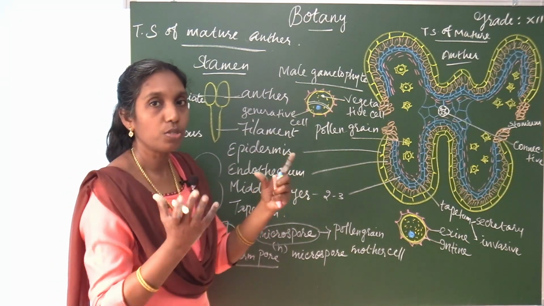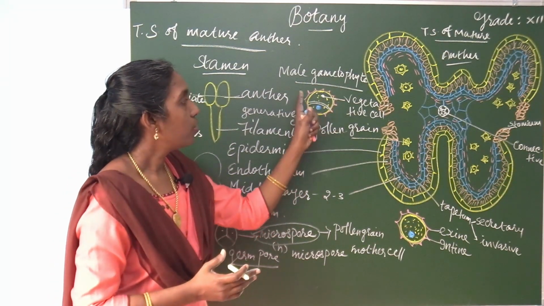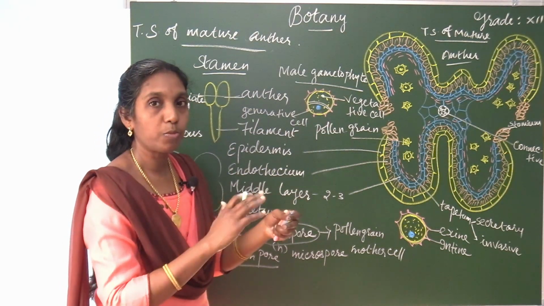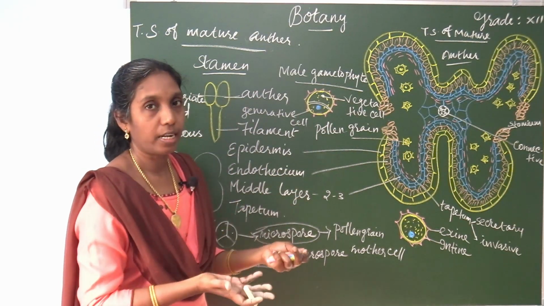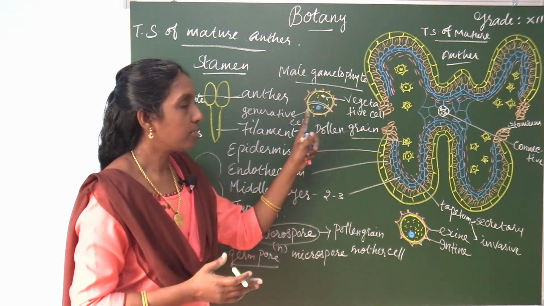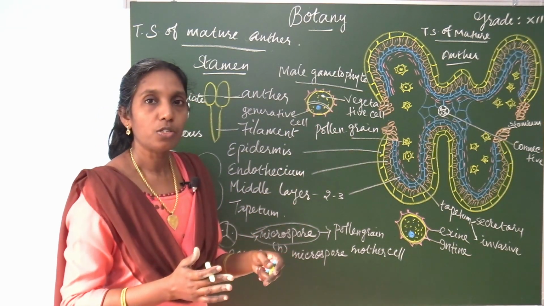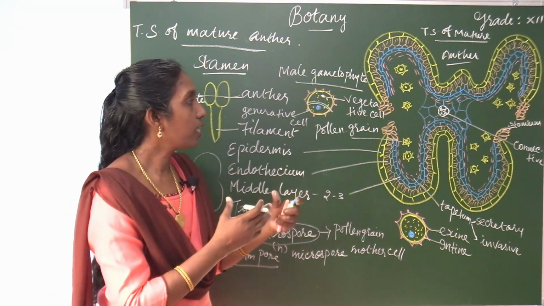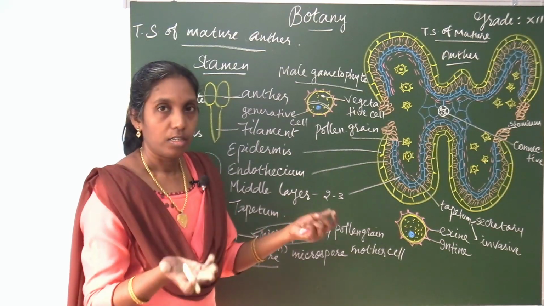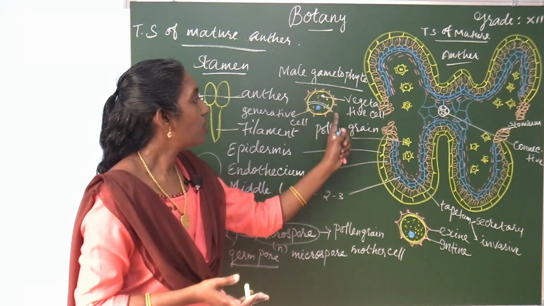The pollen grain is at the two-celled stage. The earlier form is the microspore, and the later form is the pollen grain. In most angiosperms, the pollen grain is liberated at the two-celled stage.